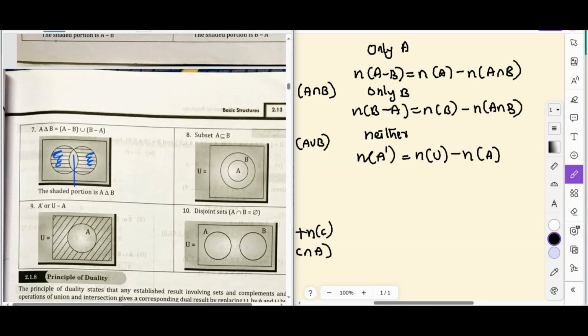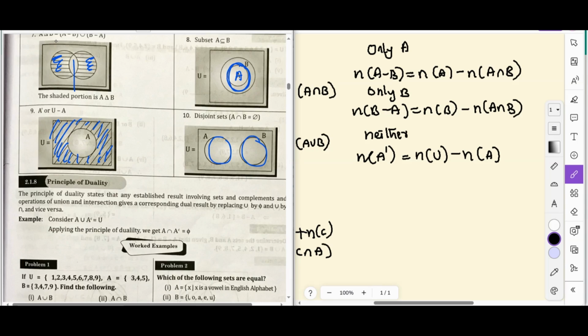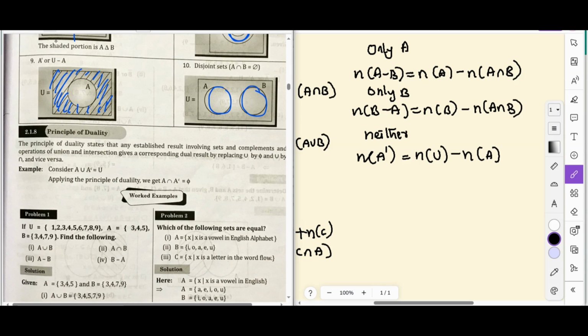Then subset means it will be written within the set. So A is a subset of B means it should be written within the set of B. Then dash is nothing but leaving the circle and shading the outer part. That is complement. Then disjoint means both the sets are to be drawn separately. It is called disjoint.